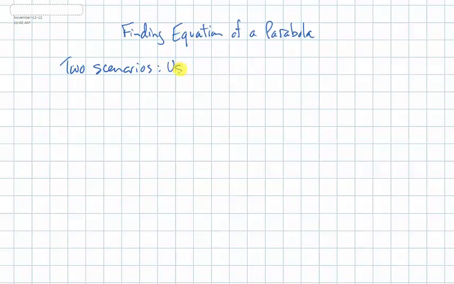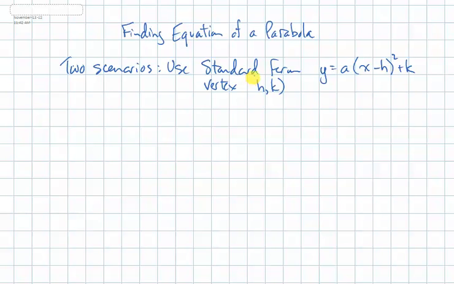We're going to always use standard form, which is y equals a(x minus h) squared plus k, where the vertex, you'll recall, is (h, k), and a tells me the direction of opening, and it also reveals the shape of the parabola. And one of the scenarios is to be given the vertex and a point.